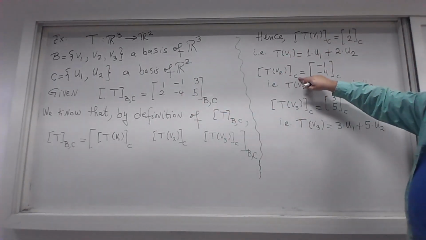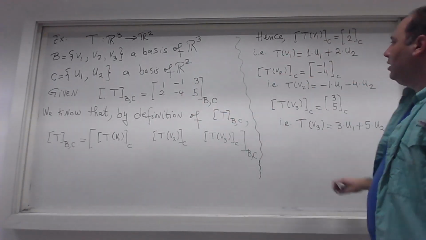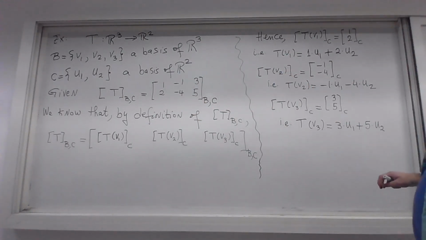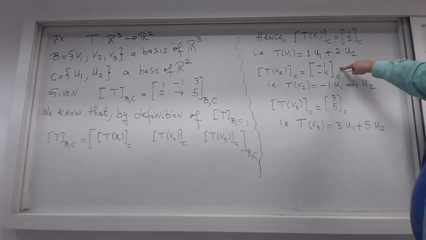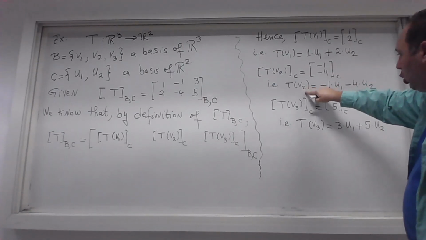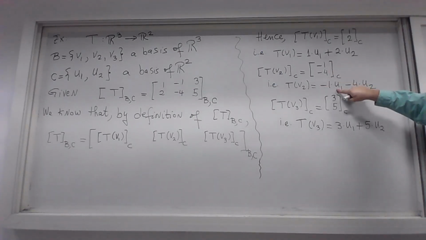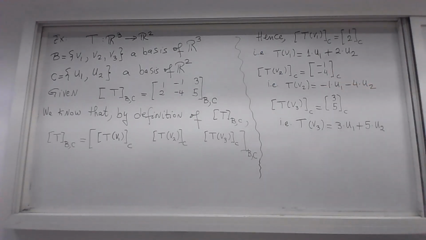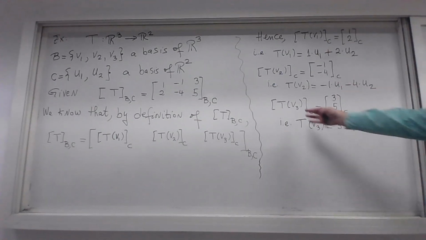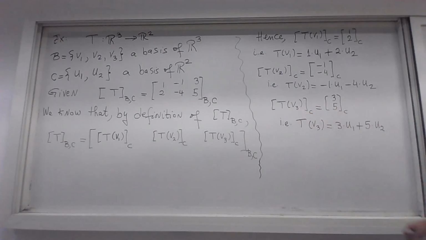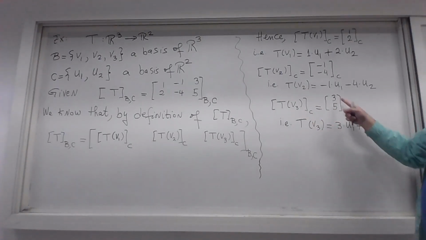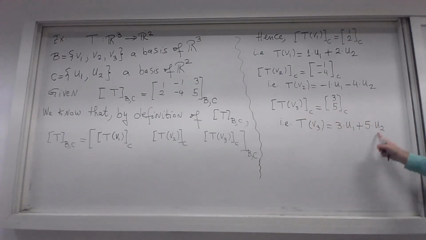So the coordinates in basis C of the image of V2 under the action of linear transformation T are these two coordinates. So what does it mean by the definition of the coordinates? It means that T(V2) is minus 1 times the first basis vector, minus 4 times the second, so basis vectors from the basis C, obviously. And for the third guy, similarly, we have coordinates in basis C, 3 and 5. So T(V3) is 3 times the first basis vector plus 5 times the second. So that's the meaning of it.